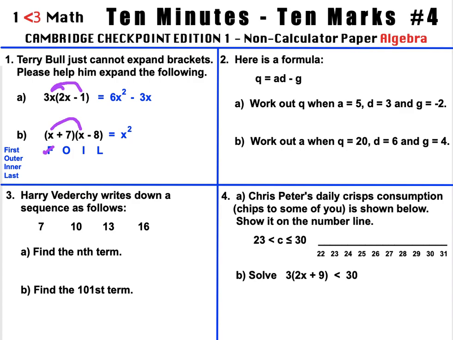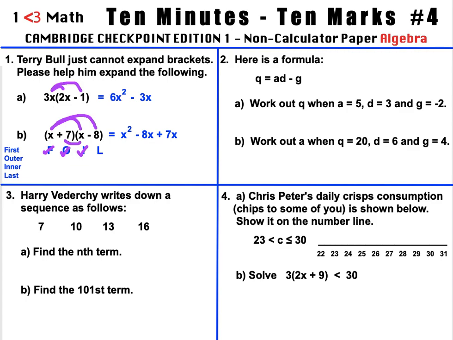Now we're going to look at the outer, the ones on the outside. So we're going to multiply x by minus 8. And that's going to give us minus 8x. That's the outer dealt with. Now we're going to look at the inside ones, the inner terms in each bracket. So that's going to be plus 7 multiplied by x. And that gives us plus 7x.